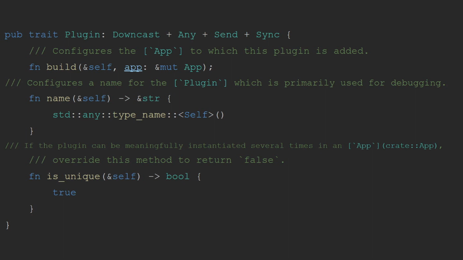This method is where you get to manipulate the application so that your plugin can be added. You can do anything inside this plugin since you have direct access to the application through a mutable reference. This allows you to register systems, insert resources, or even add additional plugins, or make any other changes that you would need if you were creating the application from scratch.